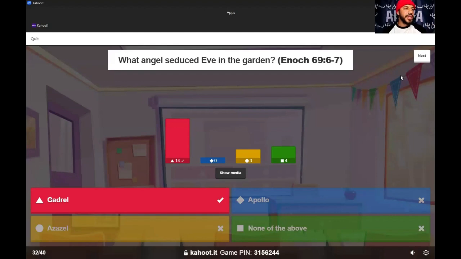Oops, I'm in the wrong book, I'm in Jasher. No wonder why it's wrong. The name of the third is Gadiel. He discovered every stroke of death to the children of men. He seduced Eve. Right there in verse 7 of Enoch chapter 69.